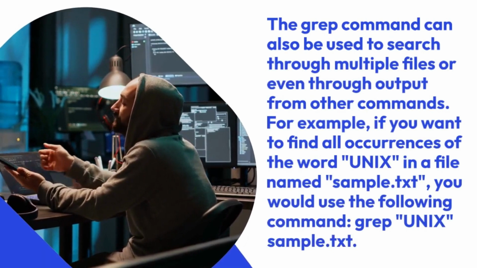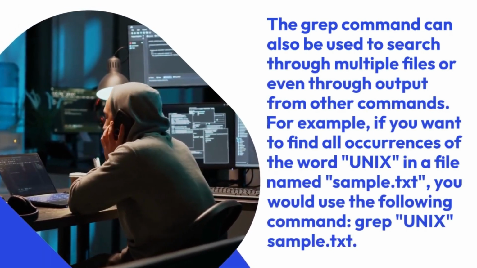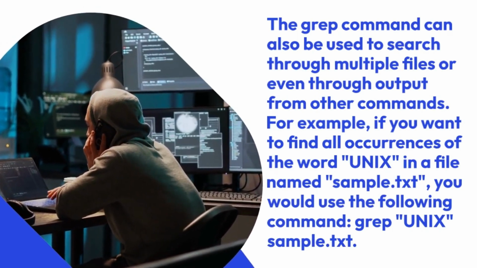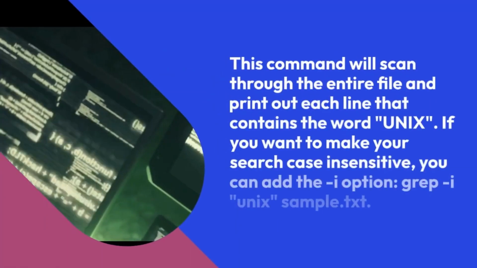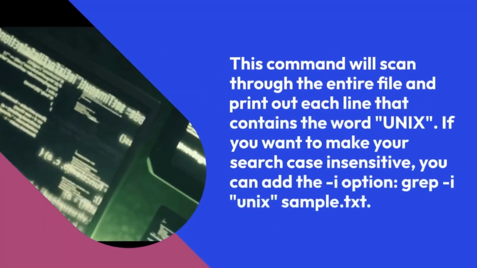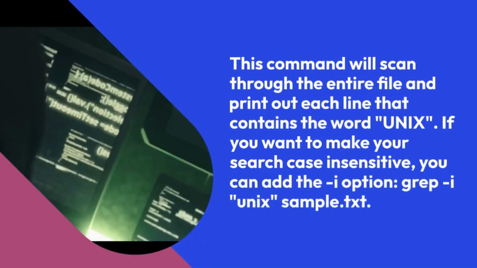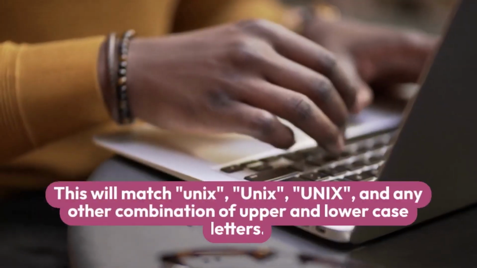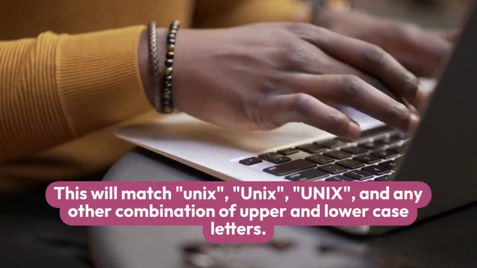For example, if you want to find all occurrences of the word Unix in a file named sample.txt, you would use the following command: grep Unix sample.txt. This command will scan through the entire file and print out each line that contains the word Unix. If you want to make your search case insensitive, you can add the -i option: grep -i Unix sample.txt. This will match Unix, unix, UNIX, and any other combination of upper and lower case letters.